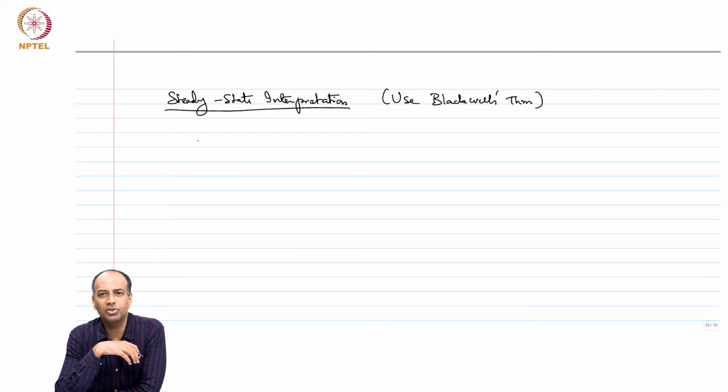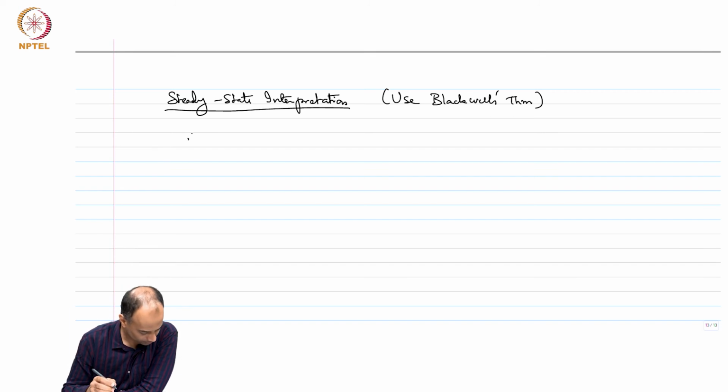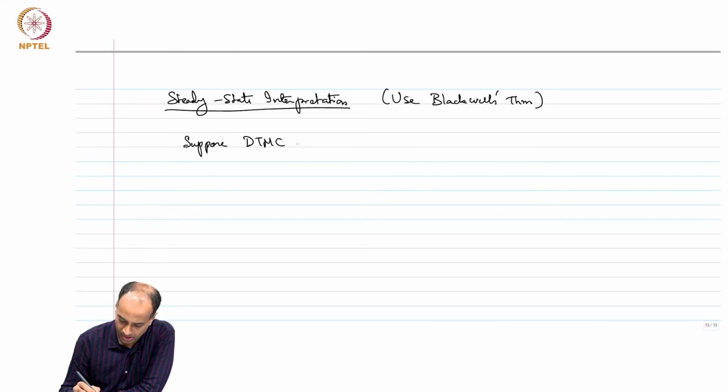Now we have to have periodicity considerations, because if you have a periodic chain, then you may not have convergence of Pij. Suppose we have a DTMC which is irreducible and positive recurrent.